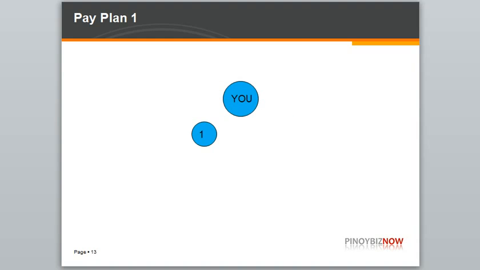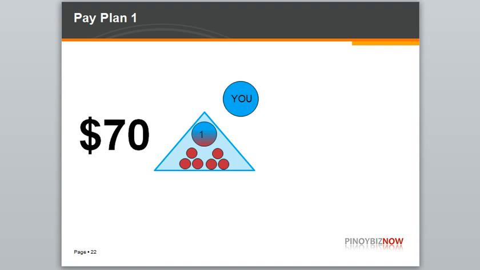Now let's say you invite someone and that person joins SWA, that's your direct referral number 1. And then that person is on fire and is excited about inviting others to invest in SWA under the Pay Plan 1 system. That person goes out and invites 6 people and they all join. Your first direct referral now has a group of 6 under him or her, so nag-cycle po siya, and the $70 goes to that person because they have a group of 6.